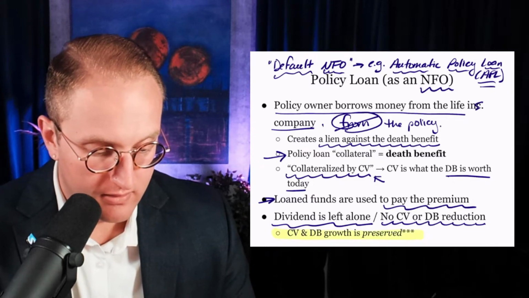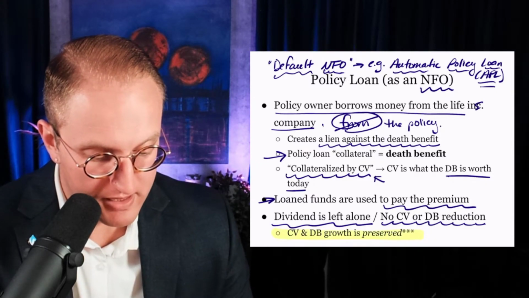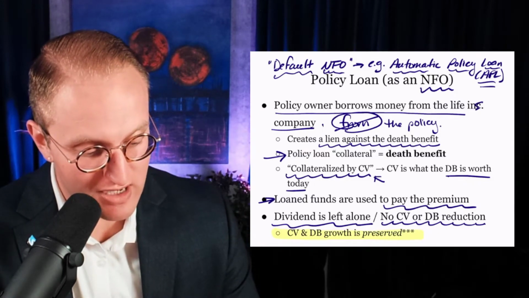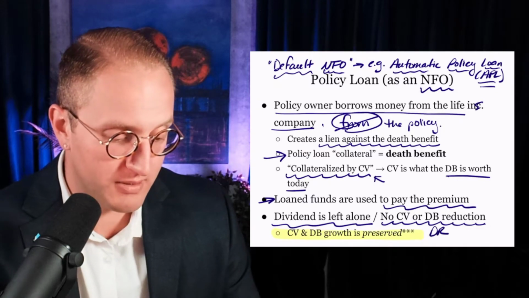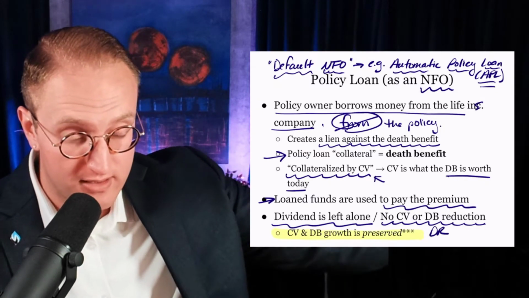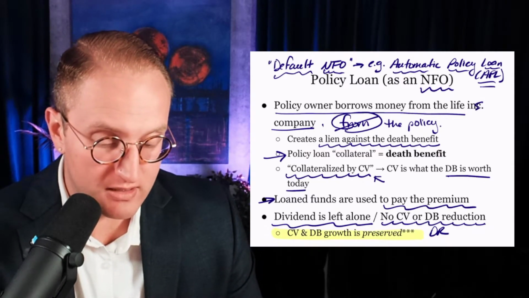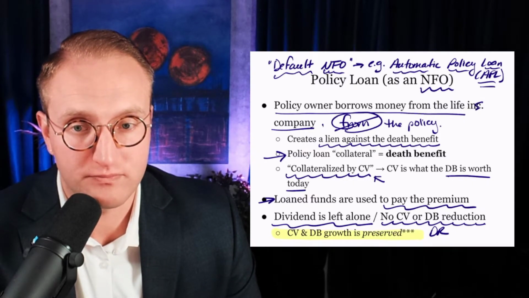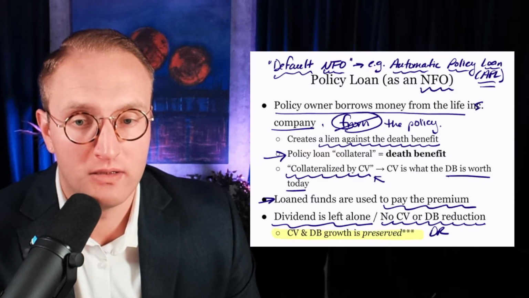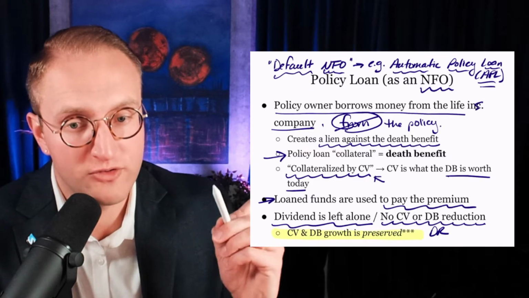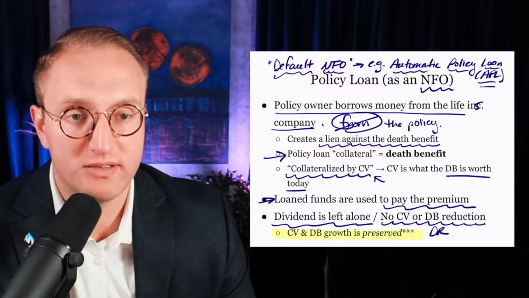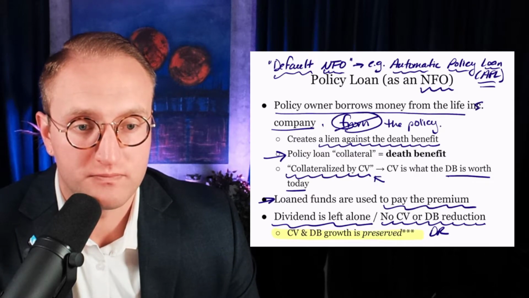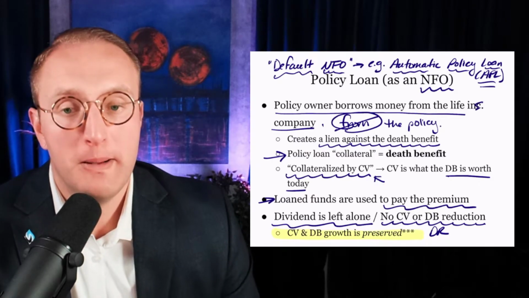Now, there are these little asterisks here because that is not always the case. There's a thing called direct recognition. And for people with policies that receive direct recognition, which will be the subject of our next lecture, if there's a policy loan balance outstanding at the end of a policy year, then the dividend will be reduced. So there could very well be an effect on the growth trajectory of cash value in the event you use a policy loan as a non-forfeiture option if the policy receives direct recognition. But we'll talk about that more in the next lecture.